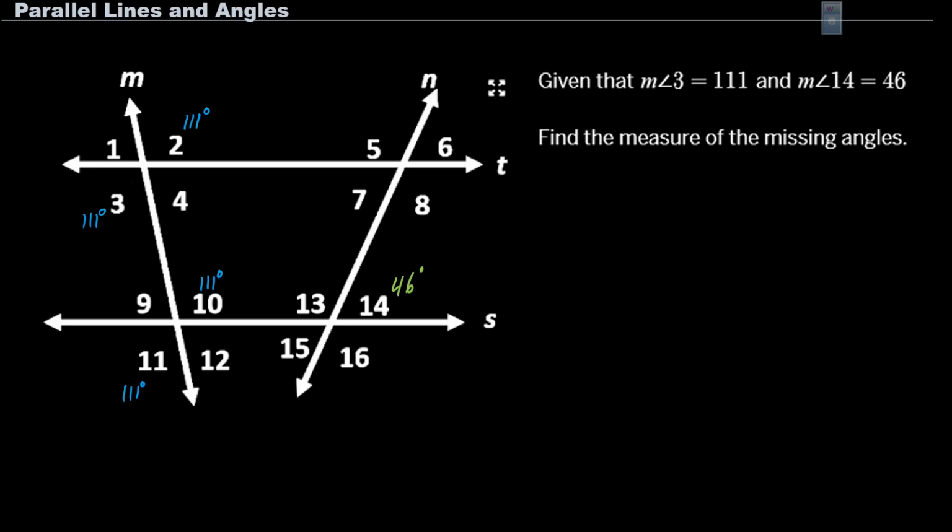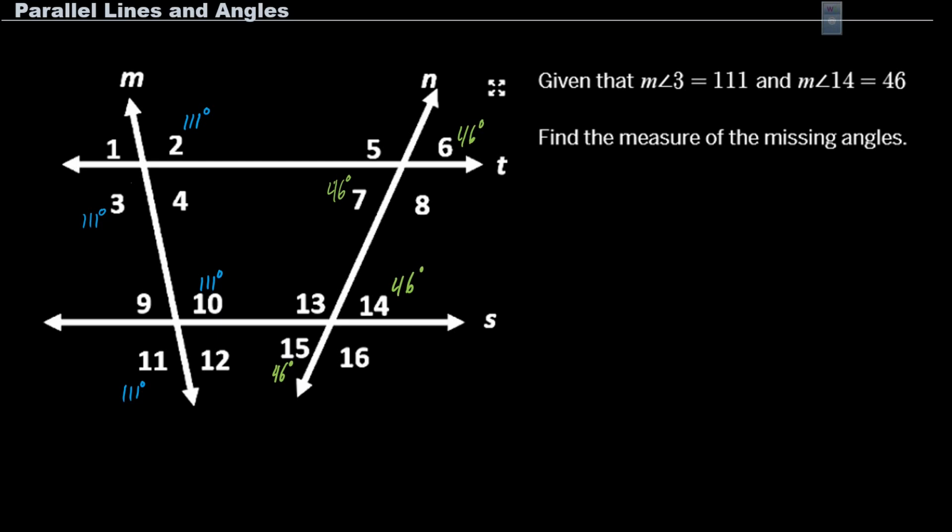Now if we go look at 14, 15 is vertical with 14, so 15 is 46 degrees. Angle 6 is corresponding with angle 14, so angle 6 is 46 degrees. Angle 7 is alternate interior with angle 14. Angle 7 is also corresponding with angle 15, and angle 7 is vertical with angle 6. So angle 7 is 46 degrees.